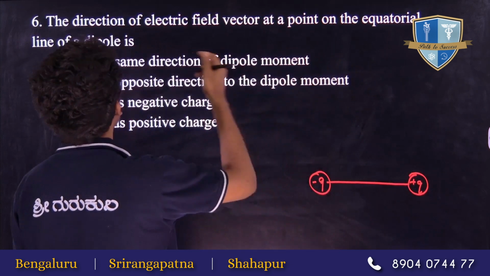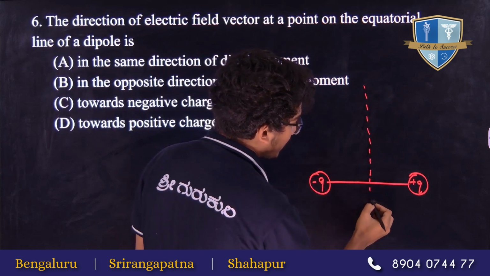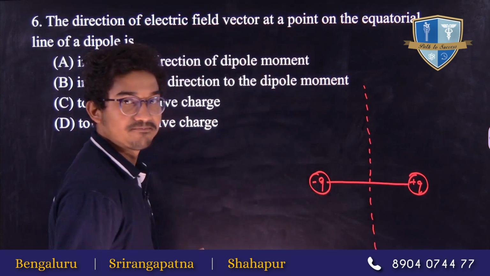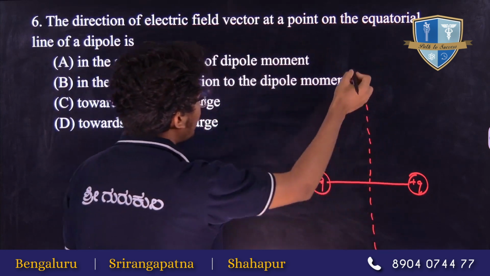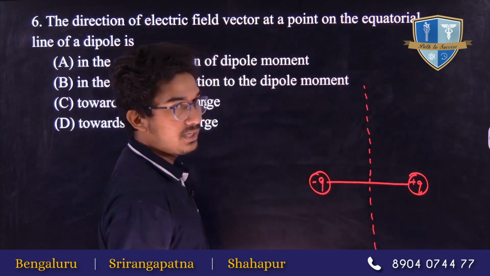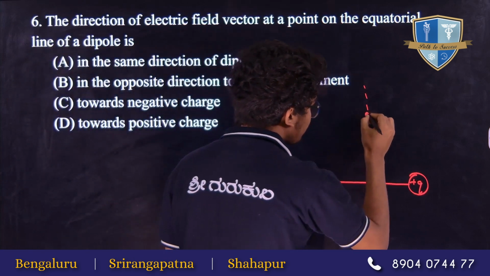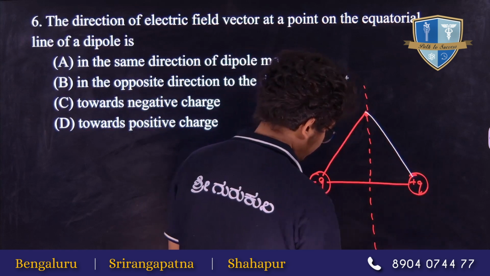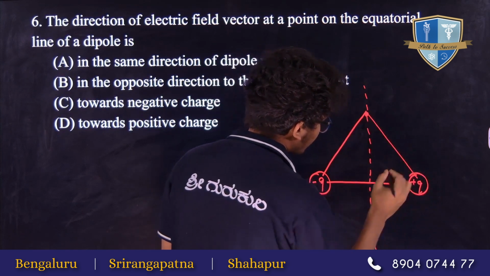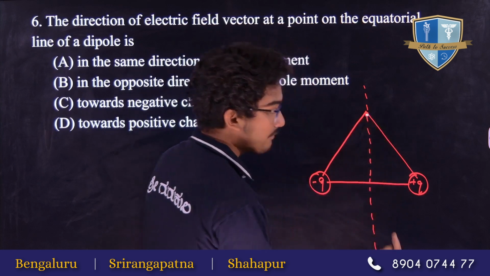And this equatorial line is the line passing through their midpoint and perpendicular to the distance between them. Correct? So this is our equatorial point. So our electric field at any point on this equatorial line will be in which direction? That's what they are asking. So let's take a random point here and let's make a triangle. Electric field due to positive q charge is away from the charge, right?